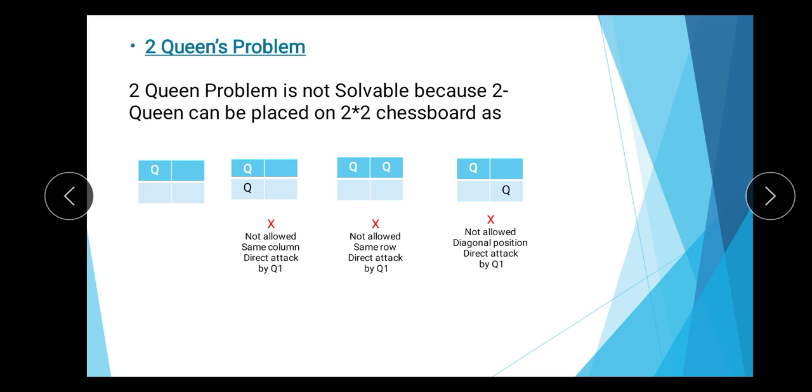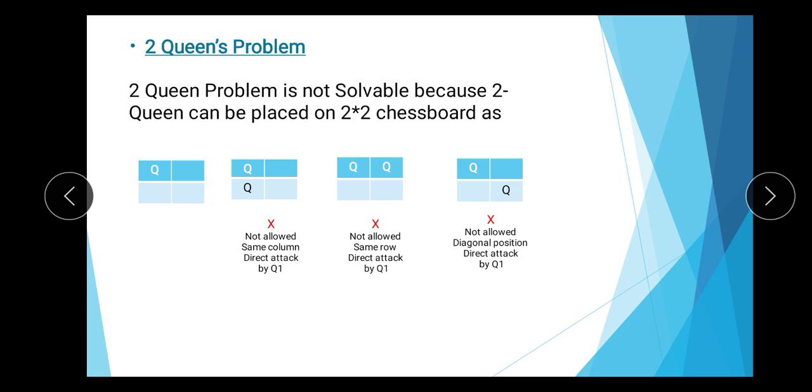Now the two queens problem is not solvable, because two queens cannot be placed on a 2 by 2 chessboard, as shown in the following figure. In the case of two queens, we place the first queen in the first possible position, that is in the first row, first column. Now after that there is no remaining position for the second queen to be placed safely, because if we place the second queen in the second row, first column, there is a direct attack by the first queen on the second queen.